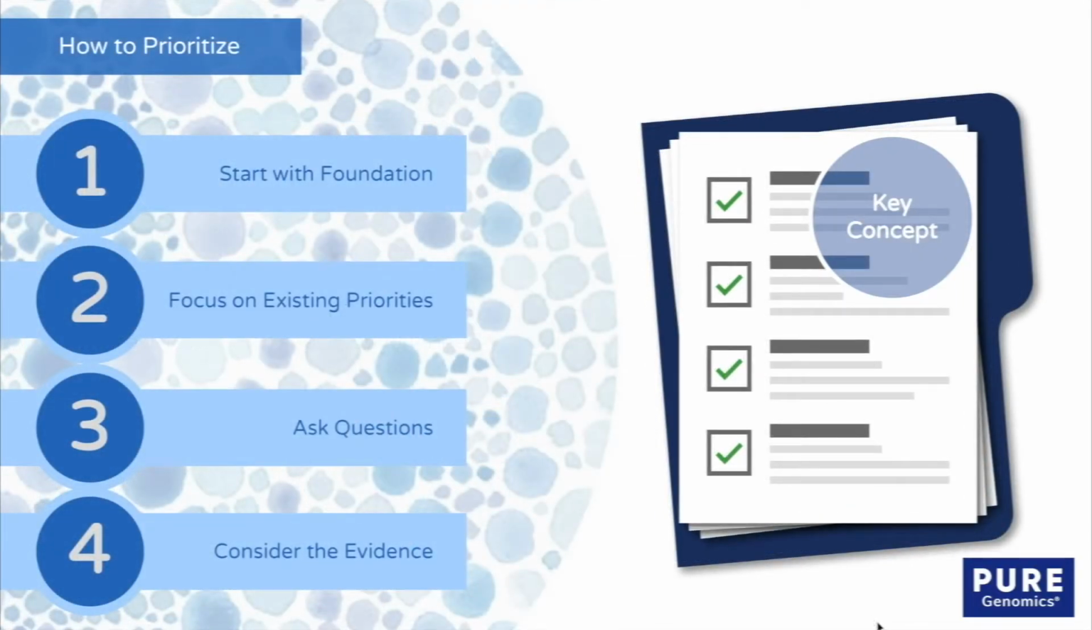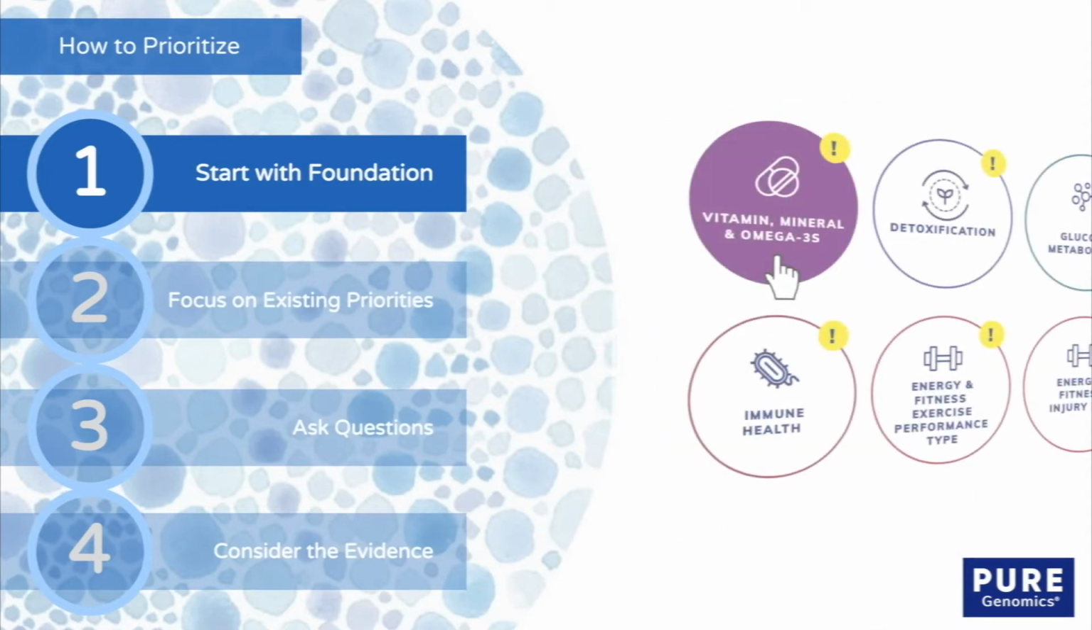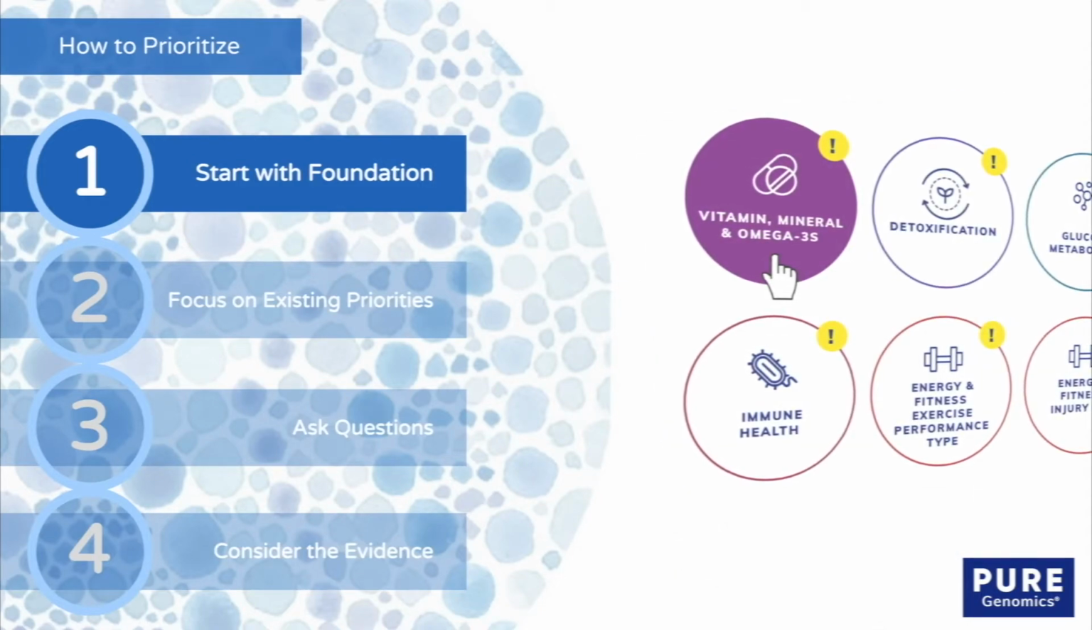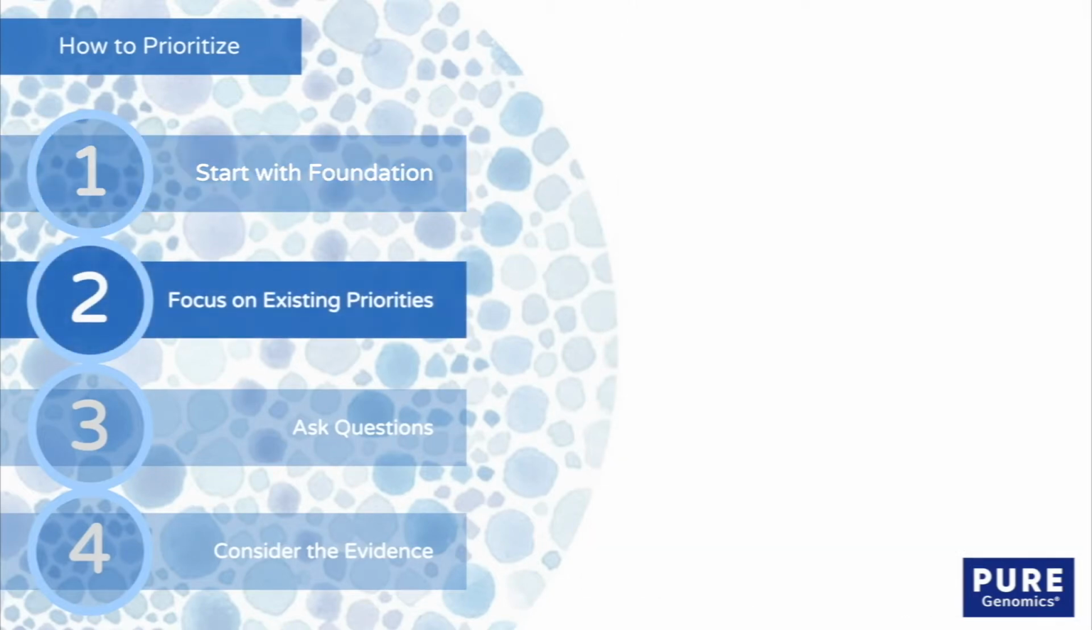There are 4 ways you can prioritize and simplify what recommendations you decide to give to each patient. First, start with foundational nutrients by reviewing the vitamin, mineral, and omega-3 category. Reviewing this category first will help you identify any basic nutritional gaps.